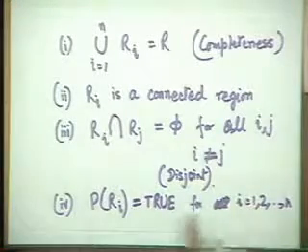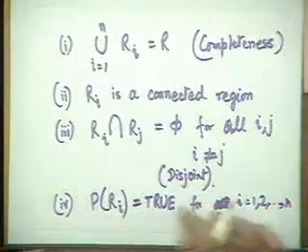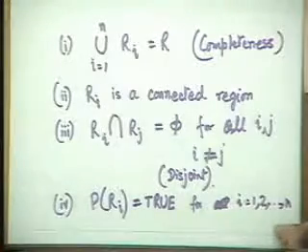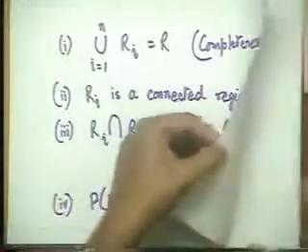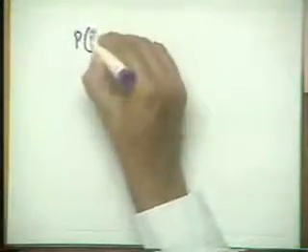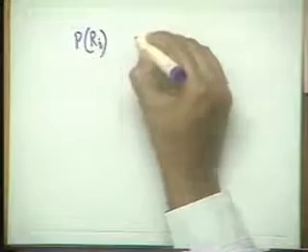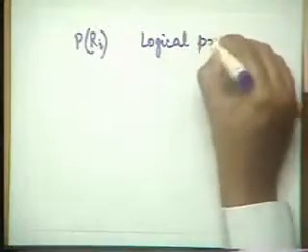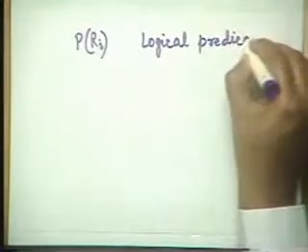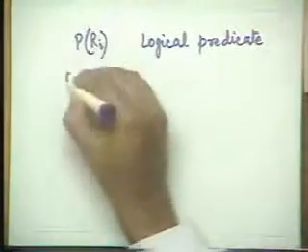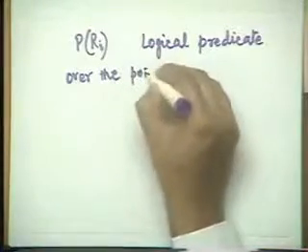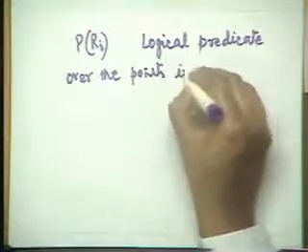Now, this function P(Ri) is very often defined as a logical predicate over the points. Some of the literature calls P(Ri) the logical predicate over the points in the set Ri.